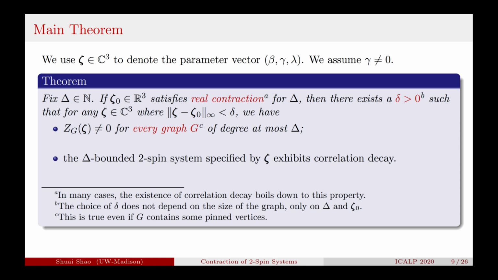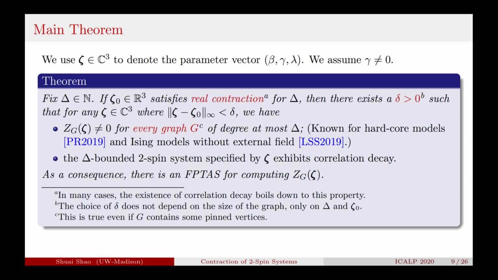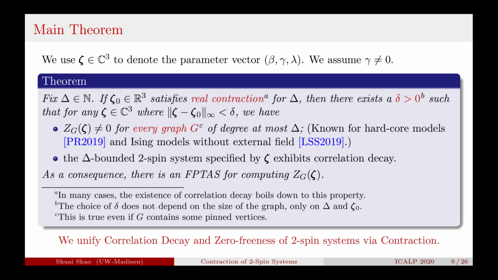And we also show that the delta-bounded two-spin system specified by these complex parameters in the complex neighborhood exhibits correlation decay. And as a consequence, there is an FPTAS for computing the partition function. Well, for hardcore models and Ising models without external field, zero-free regions are obtained by real contraction. Now here, for general two-spin systems, we unify correlation decay and zero-freeness via real contraction.